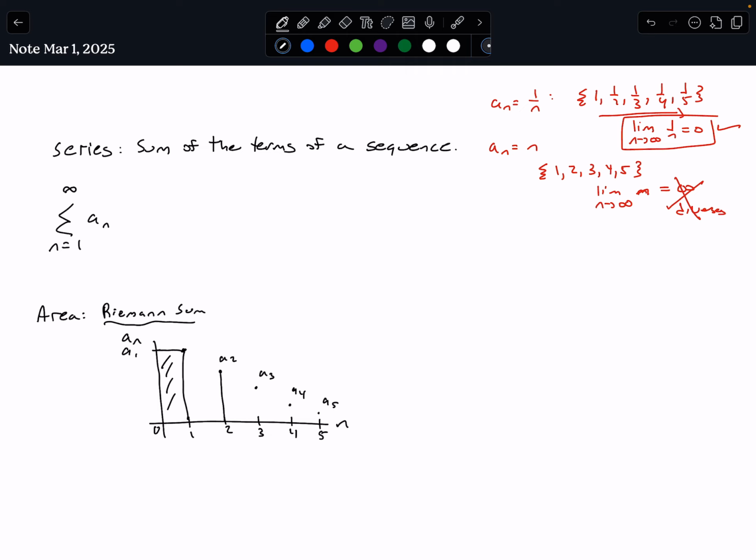Ready? A sub 2, there it is. A sub 3, there's that area. And 4, there's that area, and there's that area. Now remember, this continues on forever.